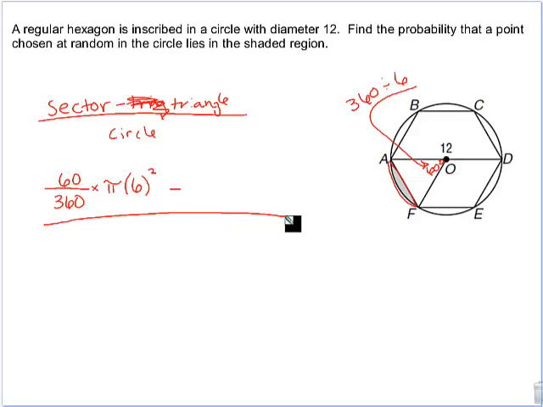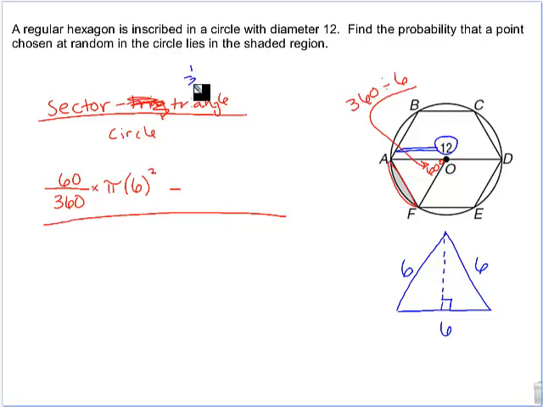Now we need to find the area of the triangle. I'm just going to take this and rotate it so we can look at it a little bit closer. If this is 12, what's one of the side lengths? 6. And it's equilateral, so all sides are 6. And so we need the height, because our area of our triangle is 1/2 base times height. So we have the 1/2 and the base is 6. We just need the height now.